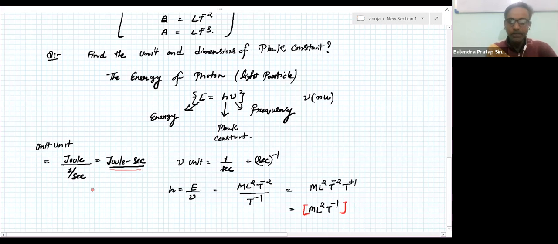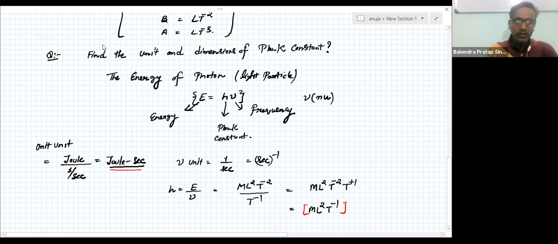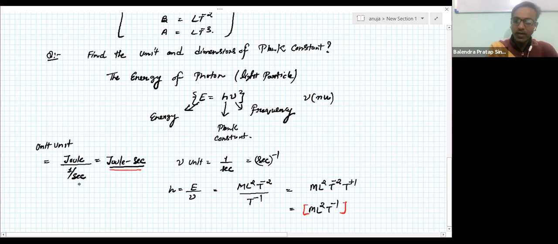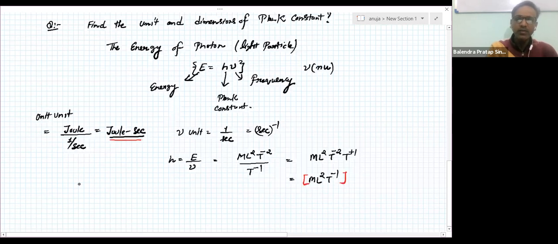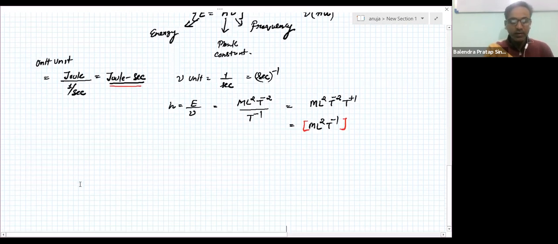Now let's go to another question, which is based on unit conversion. In our last lecture, I did two problems on unit conversion. One was that I converted joule into erg. Joule is an SI unit of energy, and erg is a CGS unit of energy. Another problem was converting Newton into Dyne: 1 Newton is equal to 10 raised to the power 5 Dyne.